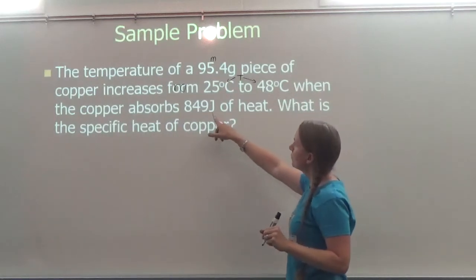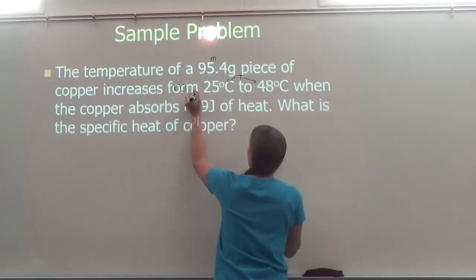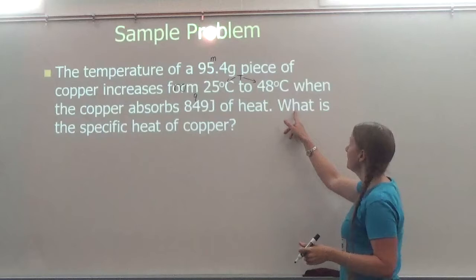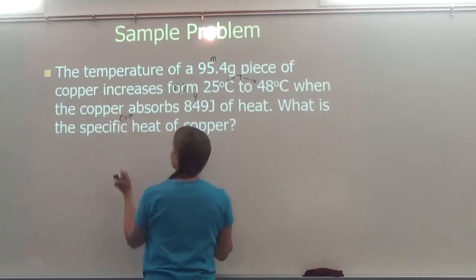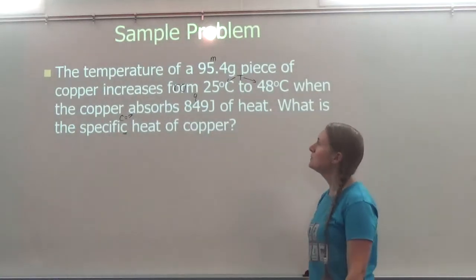When the copper absorbs 849 joules of heat. So this is my Q, or my heat. Heat is going to be in joules. Then it says, what is the specific heat of copper? So I'm actually looking for C. I tell my students you can remember because specific has a C in it. So specific heat is C.